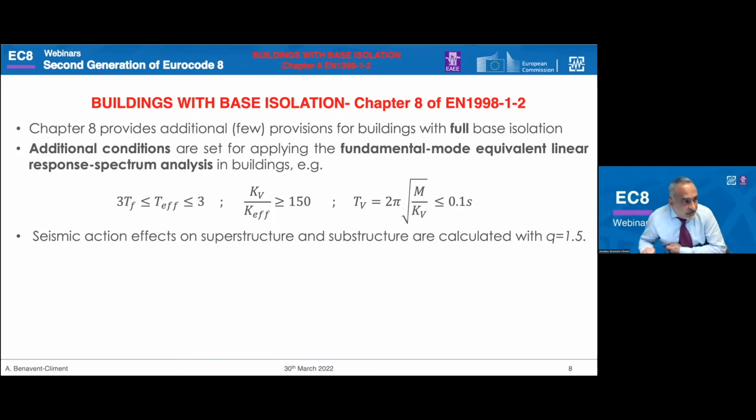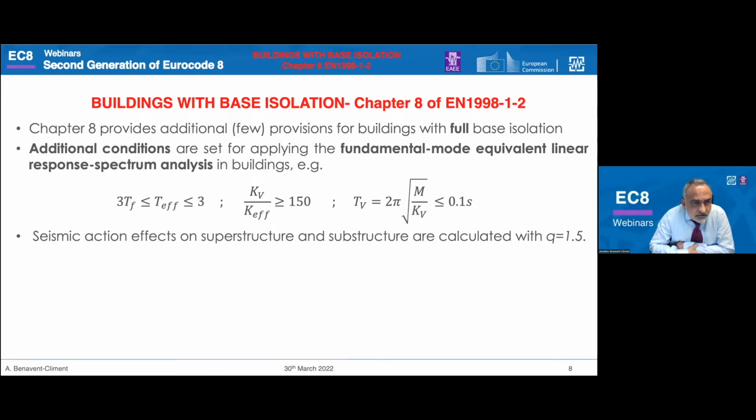Okay, everything that I have explained so far is applicable for general structures with any kind of anti-seismic devices. Now I am going to focus on particular types of structures that are covered in other parts of the new Eurocode 8. Let's start with the buildings with full base isolation, which are addressed in chapter 8 of part 1.2 of the new Eurocode. This chapter, in fact, is very brief because most of the information is provided in the general part of section 6.8, and only a few brief conditions are added.